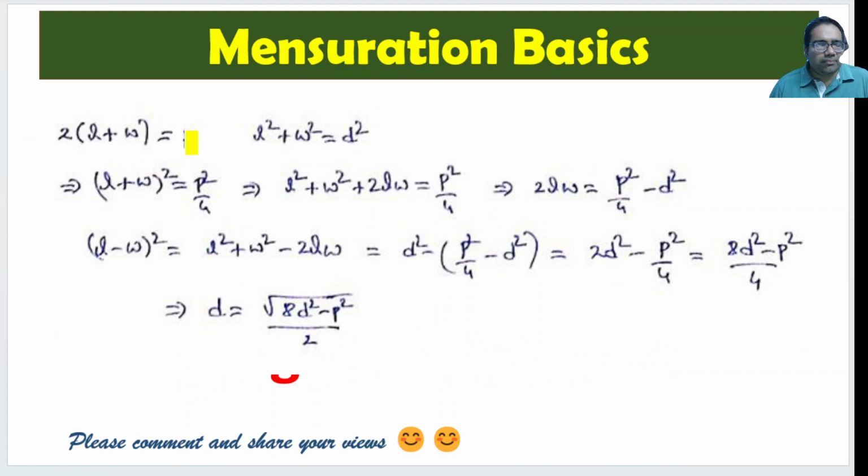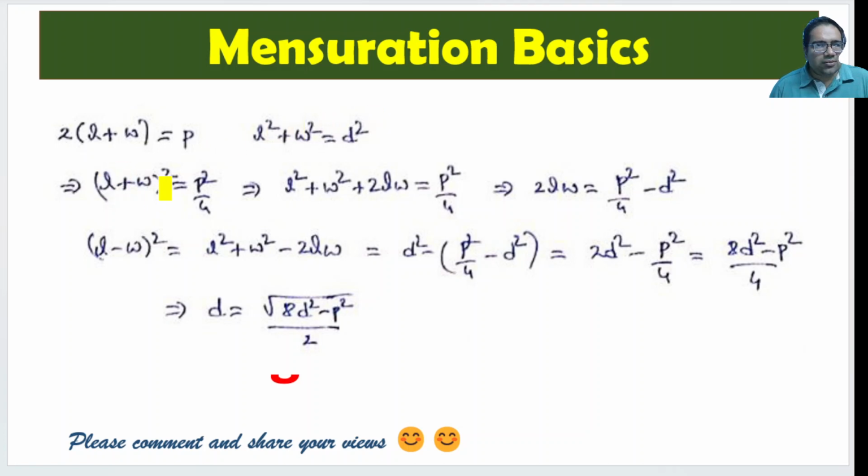What is perimeter? Perimeter is 2 times (length plus width). Right, length plus width, that is perimeter. Now, what is diagonal? Length square plus width square is diagonal square. Right, this is the simple Pythagoras theorem, because in a rectangle all four angles are 90 degrees.